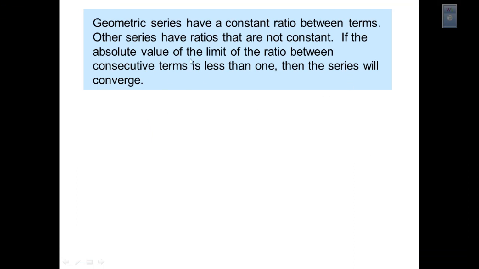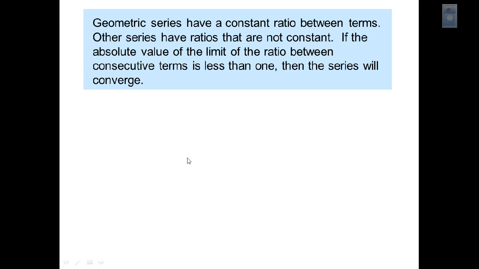If the absolute value of the limit of the ratio between consecutive terms is less than 1, then the series will converge. Okay, so this is a good one to check for geometric series. Other series have ratios that are not constant. This actually is used for a lot of different ones. I use the ratio test a lot. If the absolute value of the limit of the ratio between the consecutive terms is less than 1, then the series will converge.